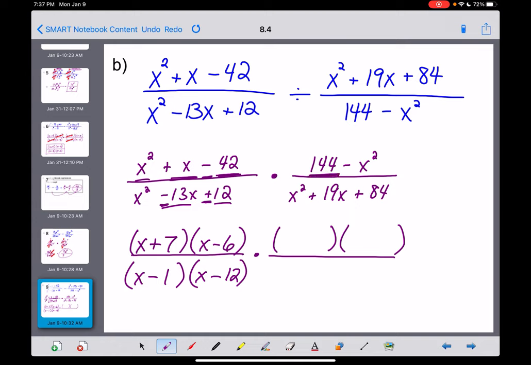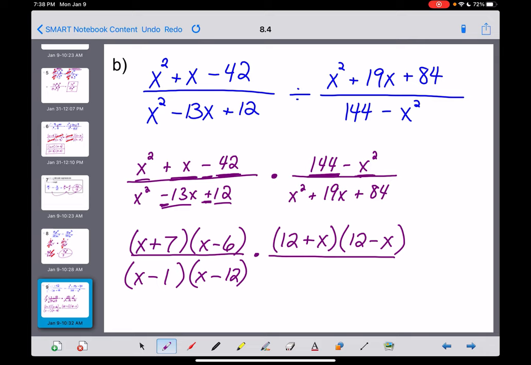What's the square root of 144? 12. So that goes here and here. Signs are always going to be 1 plus and 1 minus, and then the square root of x squared is x. That goes here and here. Now, that's a little out of order.